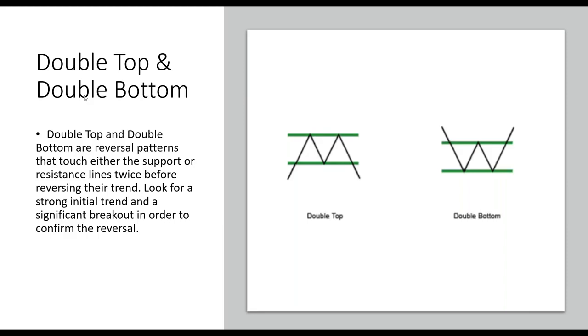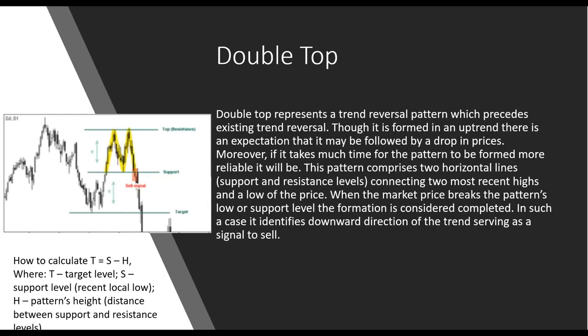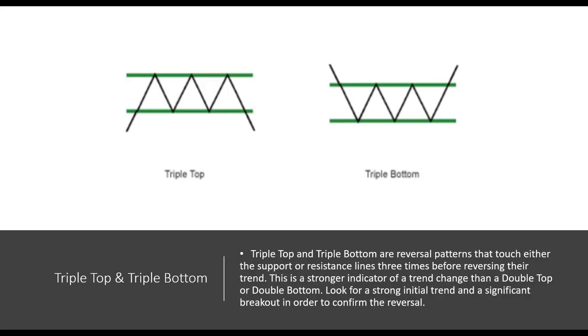It's anybody's guess what's going to happen at that point, because a double top is just 2 points. Okay, double bottom's exactly the opposite. But when we come to the next level, a triple top and a triple bottom, we get some more reliability.